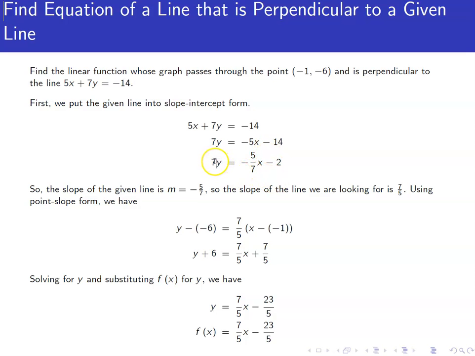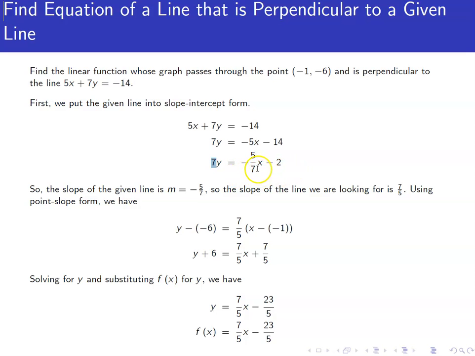And this is a typo. This 7 should not be here. This should just be a y. So be aware of that. This 7 is a typo. So if you're writing this down, you can cross that 7 out. It should just be the equation y = -5/7 x - 2.